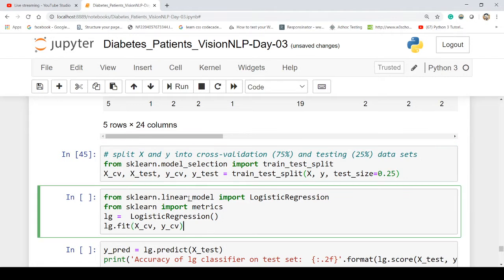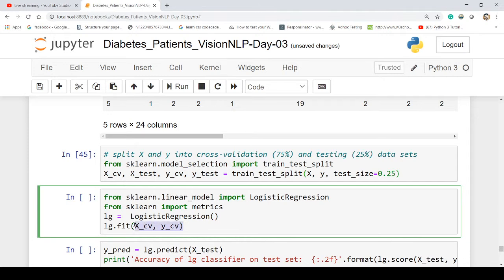From sklearn.linear_model import LogisticRegression, and from sklearn import metrics. lg.fit(X_cv, y_cv), because it's cross validation, that is why we are taking a cv. So here we are trying to fit our model lg, which is a logistic regression, and we are fitting our model with X and y.